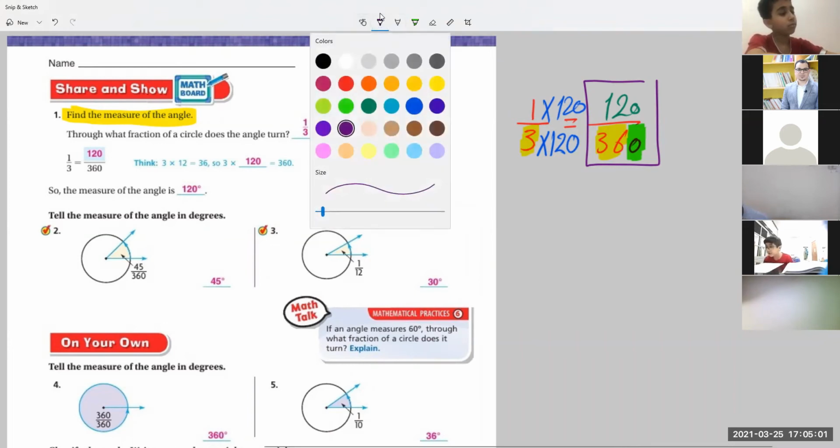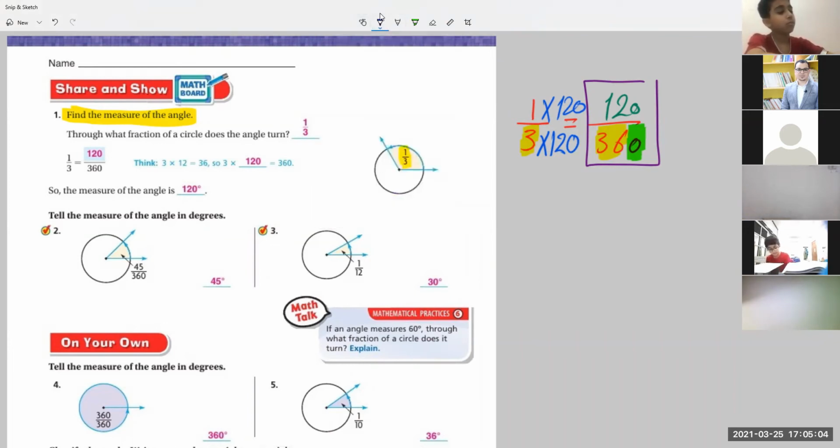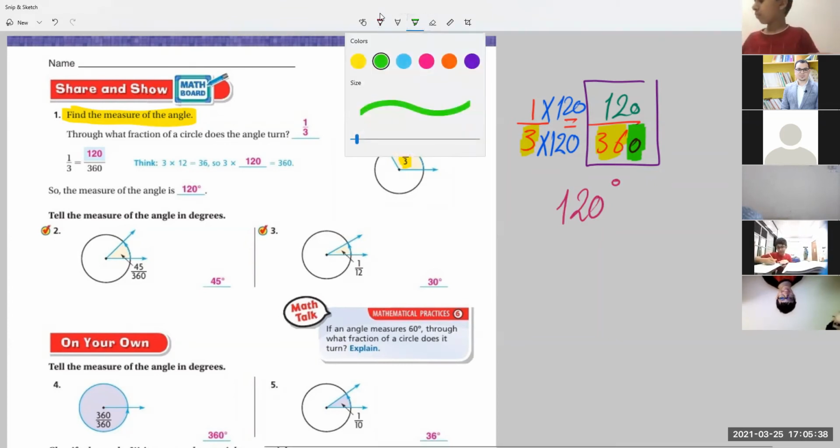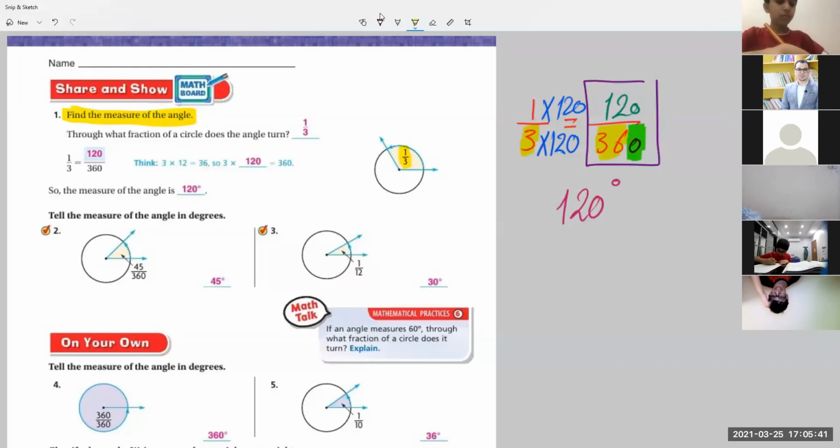Now we can write it with degrees. We all know that the degree is the unit of measuring angles. So all we have to do is write the upper part, the numerator. With the denominator 360, we write 120 here, and don't forget to put a small circle on the top corner. That circle is the unit of measuring angles, and it's called degree. So we have 120 degrees. So one third of a circle equals 120 degrees.